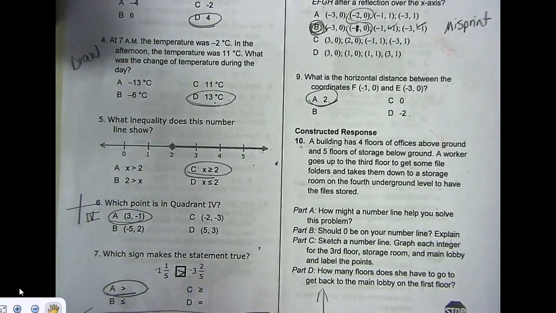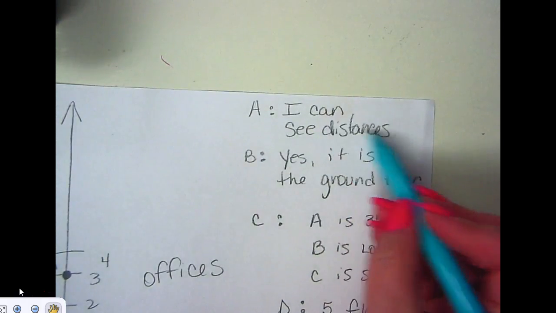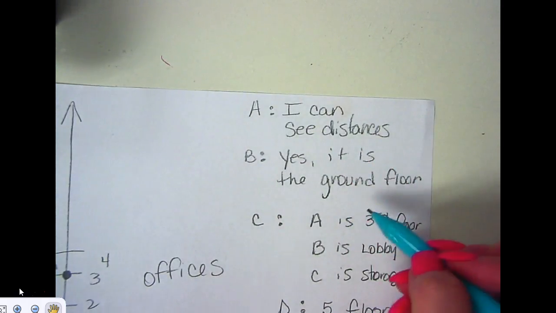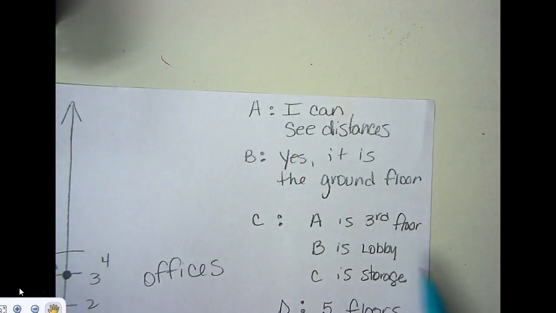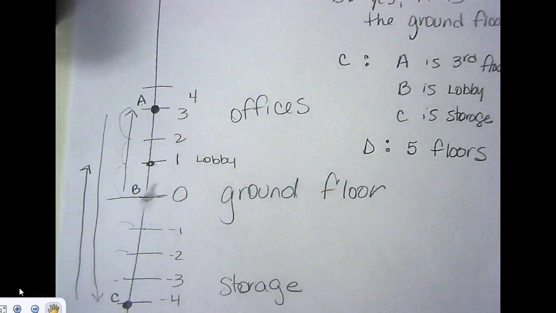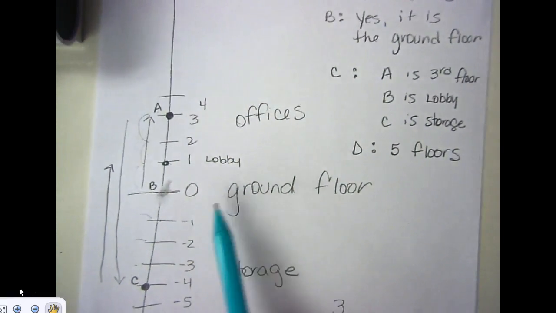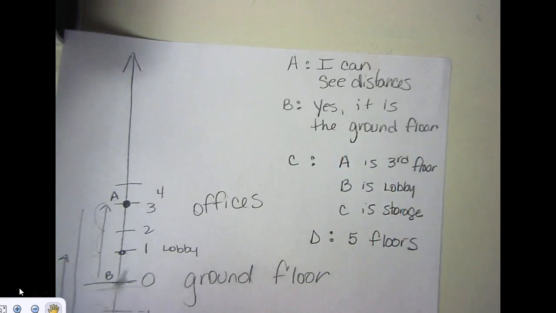Yes. I said I can see distances. It helps me see distances. It helps you picture where things are. Something like that. Should 0 be on your number line? And explain. And I said, yes, it is the ground floor. So on my number line, it's my ground floor. So yes, it's the ground floor.